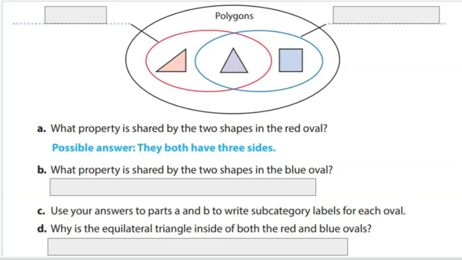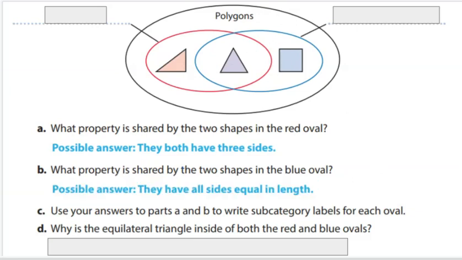So now let's take a look at the blue oval. Well, what property do these two things share? It's definitely not the number of sides. It's definitely not the number of angles or even the kind of angles, because these look like they're all acute and these are all right. So you should have said that they have all equal side lengths.